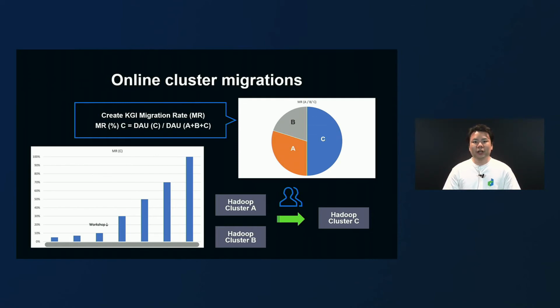The created KGI index was MR, which stands for migration rate, indicating users' migration rate in a particular period. The bar graph on the left side only cites the MR of the Hadoop cluster C. What we gained from MR initially as an insight was that the rise of the KGI MR was gradual, suggesting that the user flow for migration was not sufficient. In response to that, we held workshops for users and obtained insight on how we can improve the migration process.